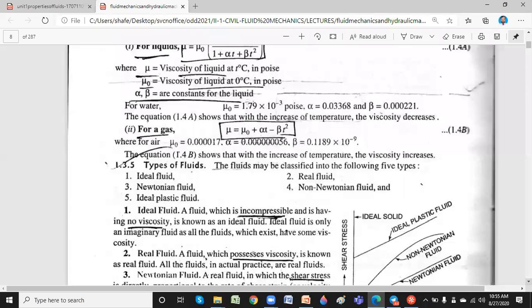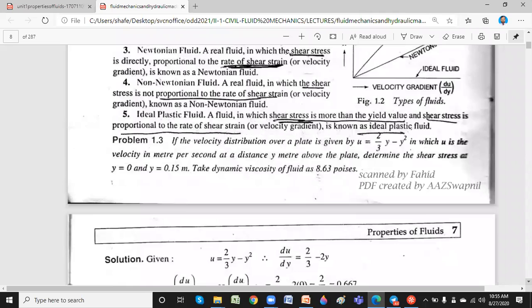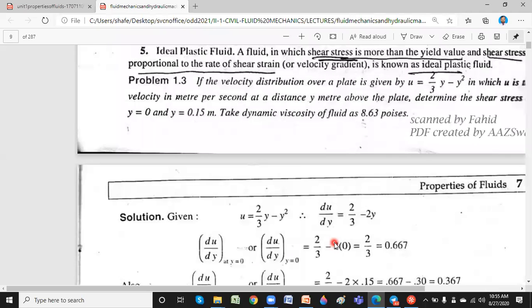And before coming to the types of fluids here, I'll just take a simple problem based on viscosity. Then I'll come back to you. Okay. Now, this is the first problem based upon your viscosity. So let me just give the size.